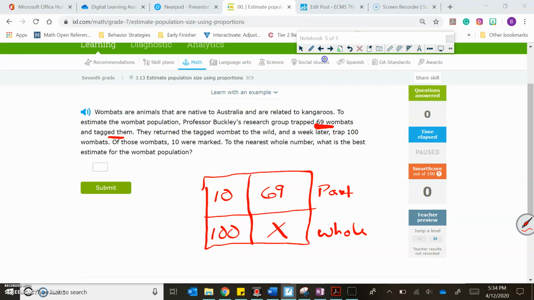So we are going to take this and multiply the ones that are diagonal from each other. So we're going to go 100 times 69, and that's going to give us 6,900. And then we're going to divide that by 10. 6,900 divided by 10 gives you 690. So we can estimate that there's approximately 690 wombats in the entire population.